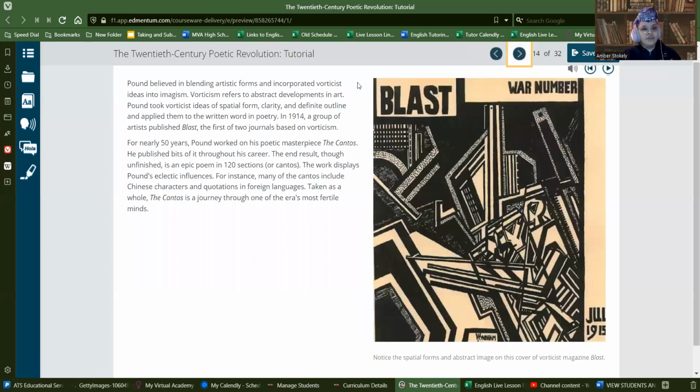Now on slide 14, we talk about some of his influences in his career. It says here, he incorporated Vorticist ideas into imagism. Now, Vorticism is something from the art realm. So it refers to abstract developments in art. So basically, different ways to create an abstract image.